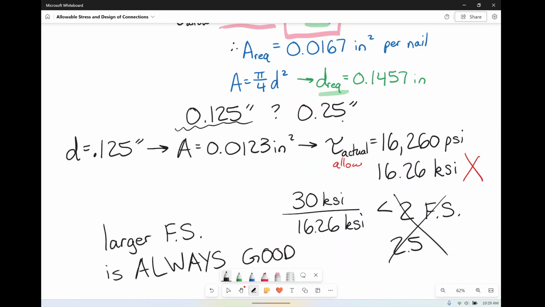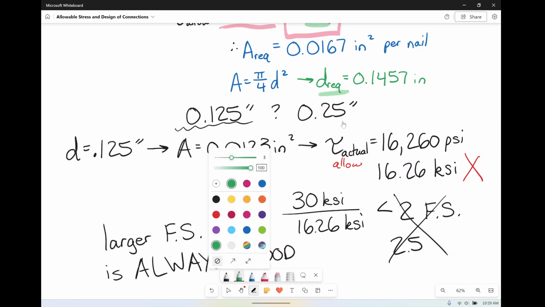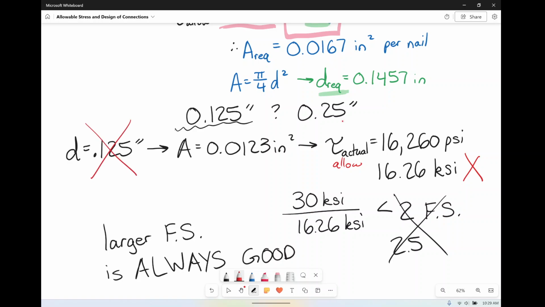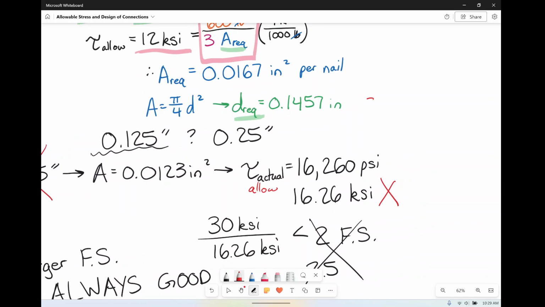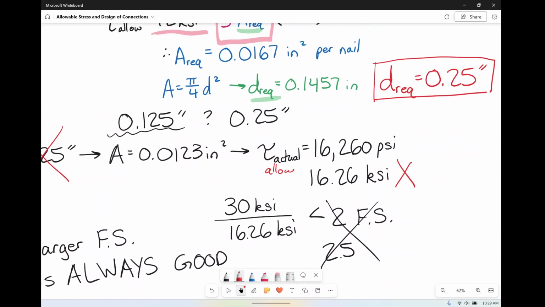So bigger factor of safety is always better, which does mean that now that we got all the way through this, we realized that the number that we had chosen, the 0.125, is not good. So the actual answer to the nearest eighth of an inch, the D required that we're going to use is 0.25 inches. If they want it to the nearest eighth of an inch, that's our answer. We cannot go less than that if we're going in terms of eighths of an inch. If we do, then obviously it's not going to be good with our factor of safety.